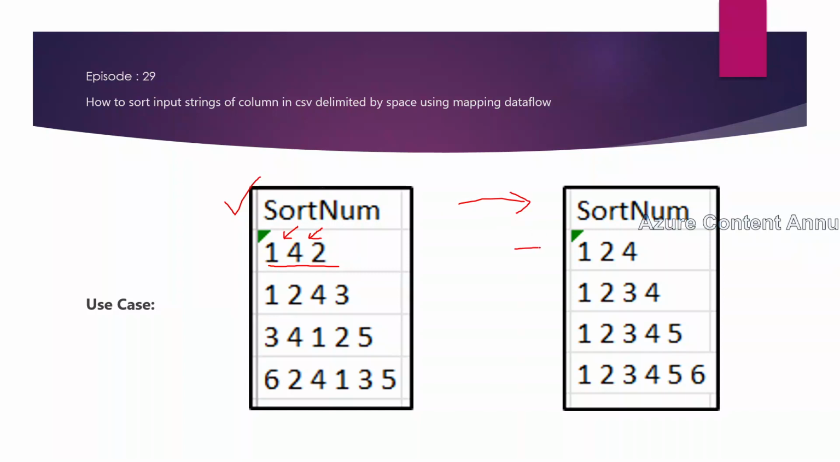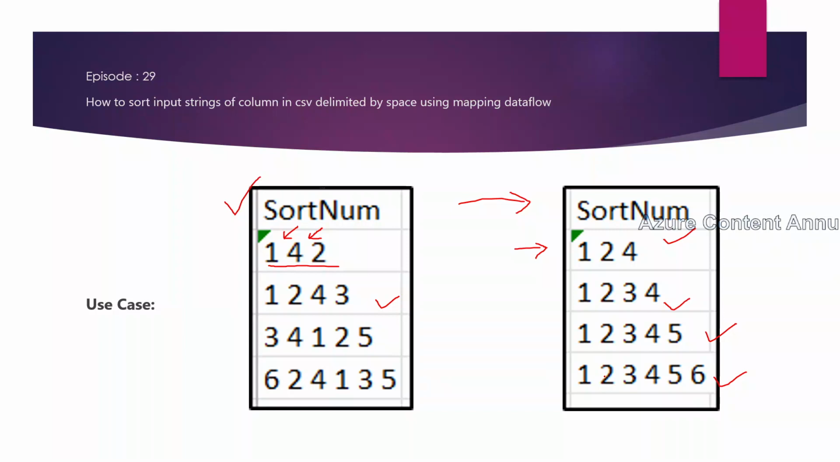Each of the rows should be sorted in ascending order, and it should give us the result like this. So 142 should be converted to 124, and 1243 should be converted to 1234. Similarly, 34125 should be converted to 12345. Okay, and then the last row, 62413, should be converted to 123456. Okay. So how to achieve this using Mapping Dataflow?